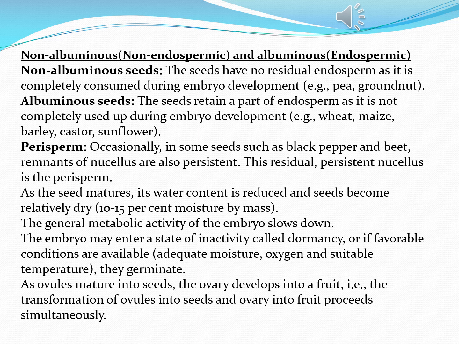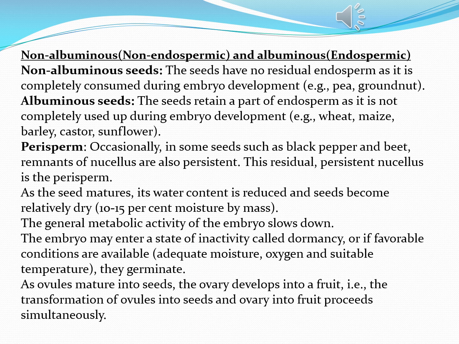For example, pea plant, groundnut, etc. Next is albuminous. Here, during the development of the embryo, the endosperm is not completely utilized. Those seeds are called albuminous seeds. For example, wheat, maize, barley, castor, sunflower, etc. So we can easily understand: if it is utilized completely, those are non-endospermic. If some part remains, those are albuminous or endospermic seeds.